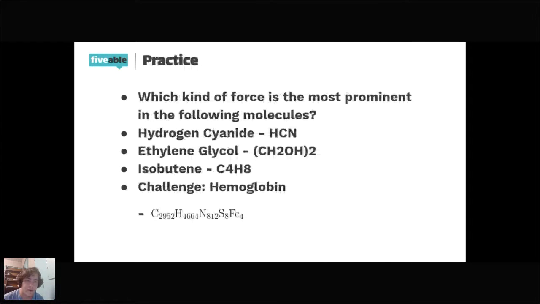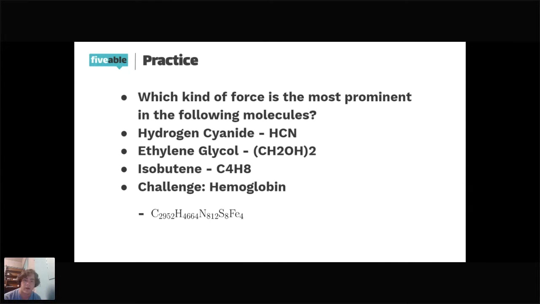What kind of force is most prominent in the following molecules? So you guys go ahead and answer for hydrogen cyanide, HCN. What do you guys think? Will it be hydrogen bonding, dipole-dipole, or LDFs? Yeah, it's dipole-dipole. So there is a nitrogen in the compound, so the most knee-jerk guess would be hydrogen bonding. However, if we draw out the structure, the nitrogen is not bonded to the hydrogen. So that electronegativity difference is not going to play a role in there.